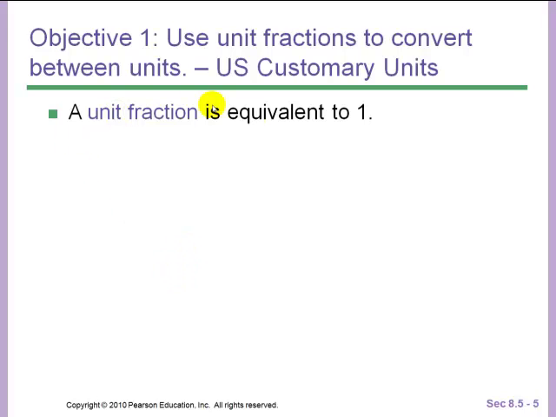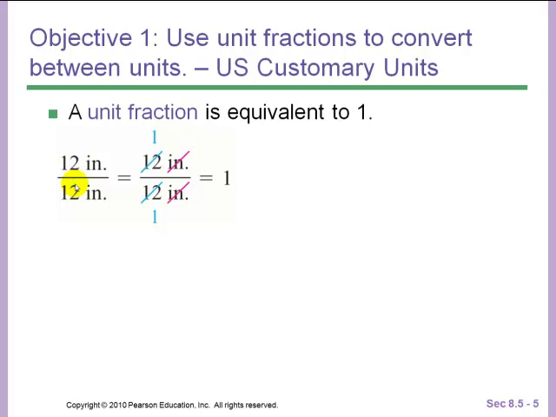A unit fraction is equivalent to 1. So, if you have a numerator and a denominator that are the same, top and bottom that are the same, it doesn't matter what they are, they will cancel out and leave you with 1. So the numbers cancel out. 12 divided by 12 is 1. And the units cancel out and leaves you with 1. This is kind of the basic principle that anything can be written as 1 as long as the top and the bottom are the same.